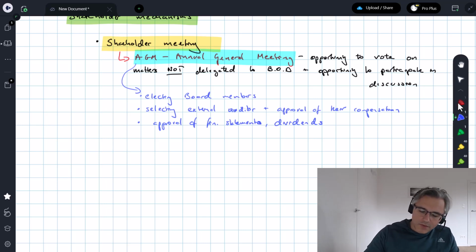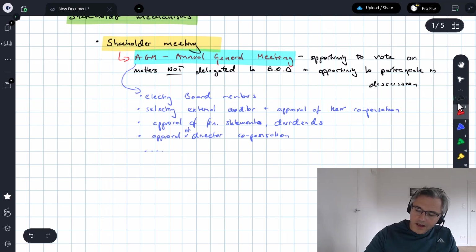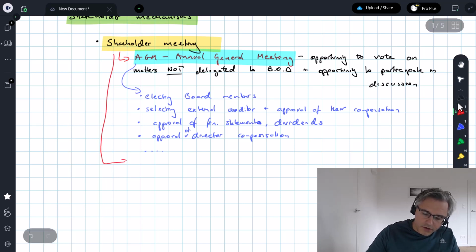So this is country specific, but typically everywhere also the shareholders are asked to approve directors' pay packages, so approval of director compensation. And there are other things that also get voted on. I don't think you need to know everything, especially as it is going to be very jurisdiction specific.